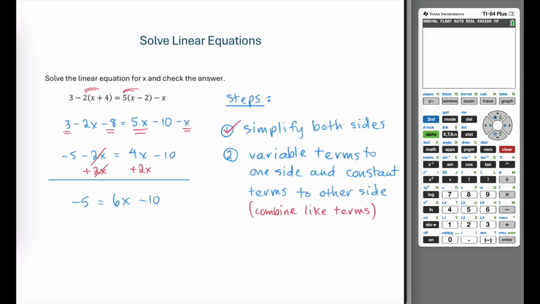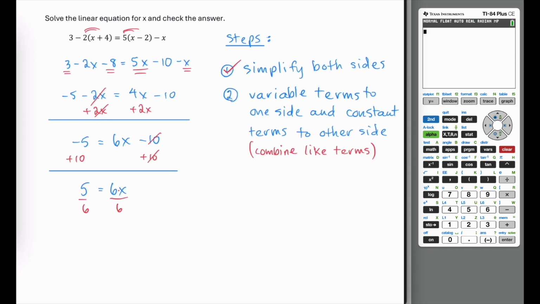the negative 10. Now to get the constant terms to the left-hand side, we'll add 10 to both sides, and 6x is the only term that remains on the right. Now, to solve for x, we'll simply divide both sides by 6. When we divide by 6 on the right, those 6's cancel out, and we're left with just the x.